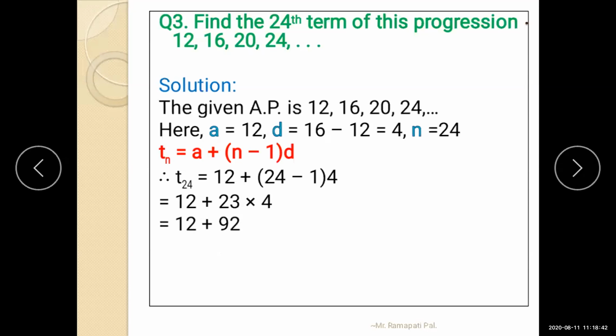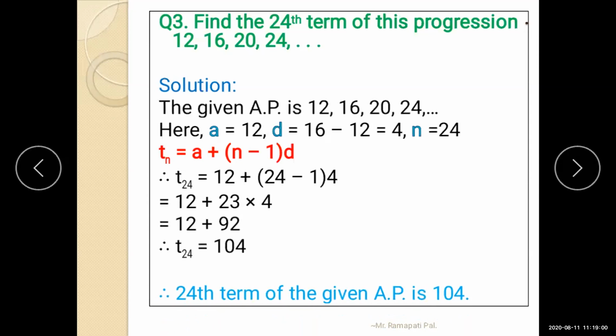T24 is equal to 12 plus 92. Is it clear? So you have to add. Therefore, T24 is equal to 104. Is it clear? Okay, very good. At the end you have to write it. Therefore, the 24th term of the given AP is 104.